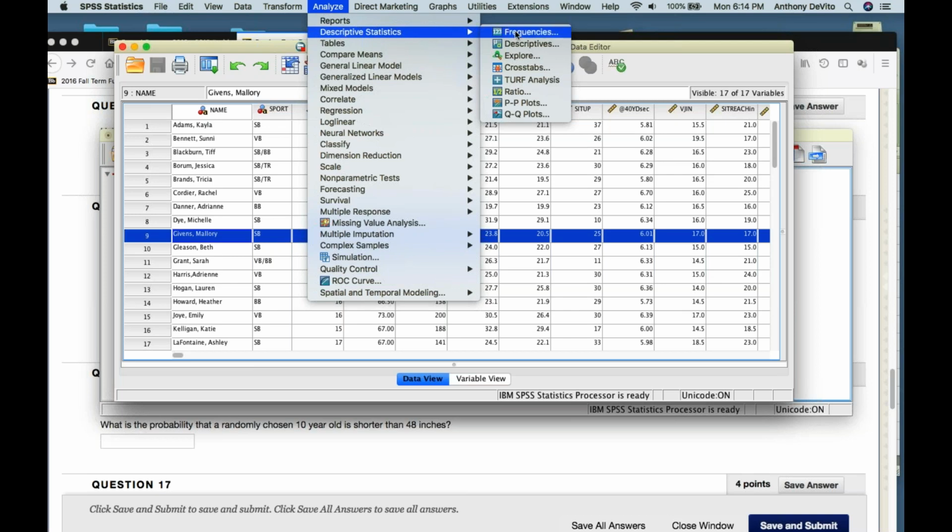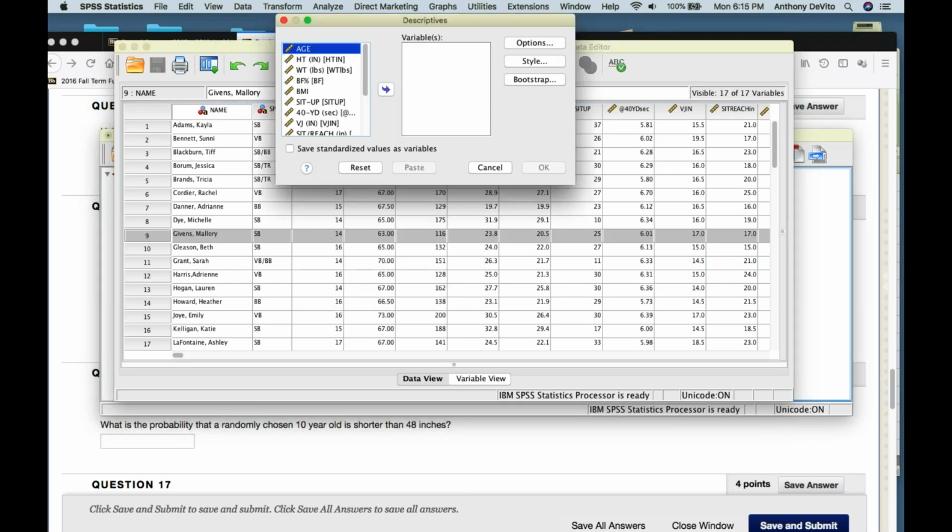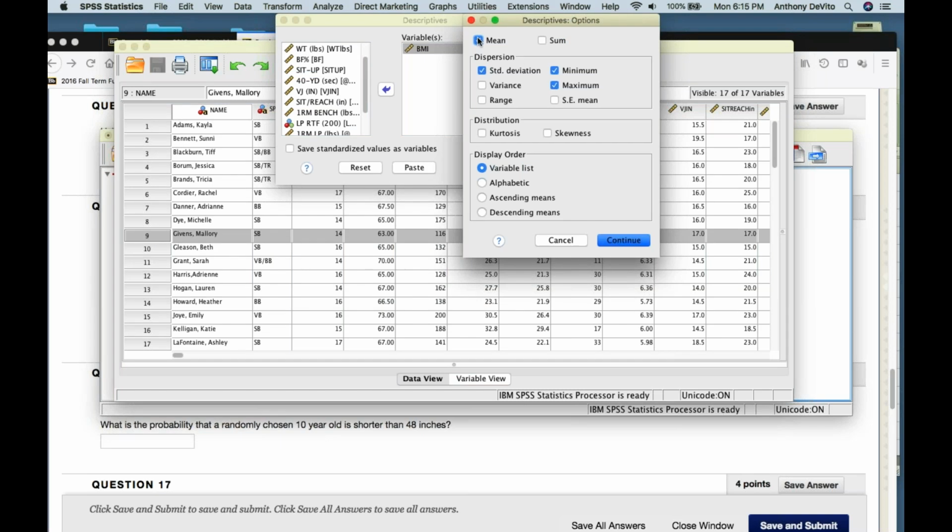Frequencies is usually reserved for nominal variables. It's just going to count rather than find averages and medians, means, and so on. Descriptives works with a variable. It doesn't allow you to split it up into different groups, but you can use it. So let's use that for starters. Okay, I'm going to move BMI into the box that identifies what variable I want to work with.